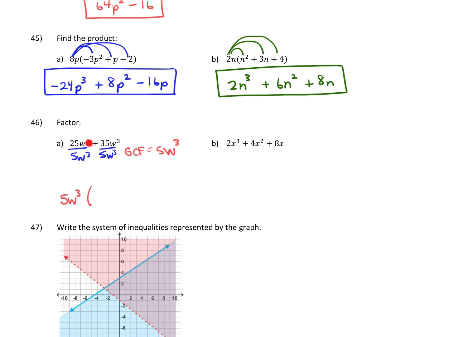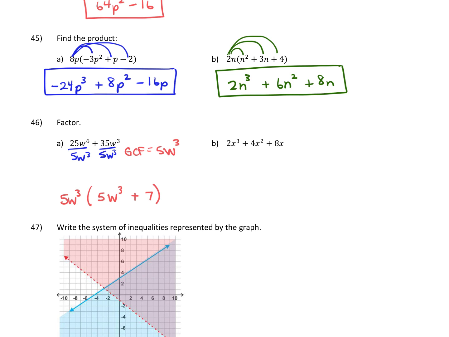So 25W to the 6th, we factor out of 5W to the 3rd. So factoring is division. What's 25 divided by 5? That leaves us with 5. But if we have W to the 6th and we factor out W to the 3rd, leaves us with W to the 3rd. I'm going to carry down the plus sign. 35 factor out or divide out of 5 leaves us with 7. And then W to the 3rd, we factor out a W cubed, and there are no W's left with the 7. So I'm going to close the parentheses.